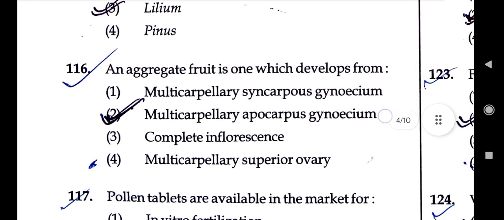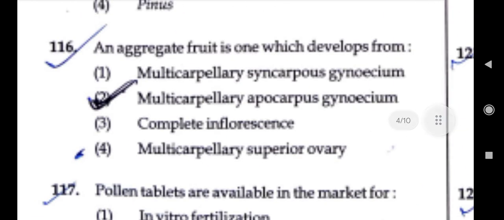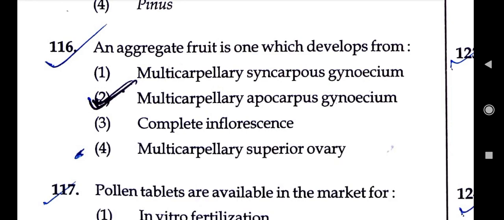Let's see question number 116. An aggregate fruit is one which develops from. Option one, multicarpellary syncarpous gynoecium. This is wrong. Option two, multicarpellary apocarpous gynoecium. This is the right option, students. Option two is the correct option. Option three, complete inflorescence. It is also wrong. Option four, multicarpellary superior ovary. This is also wrong. So the correct option is option two for question number 116.